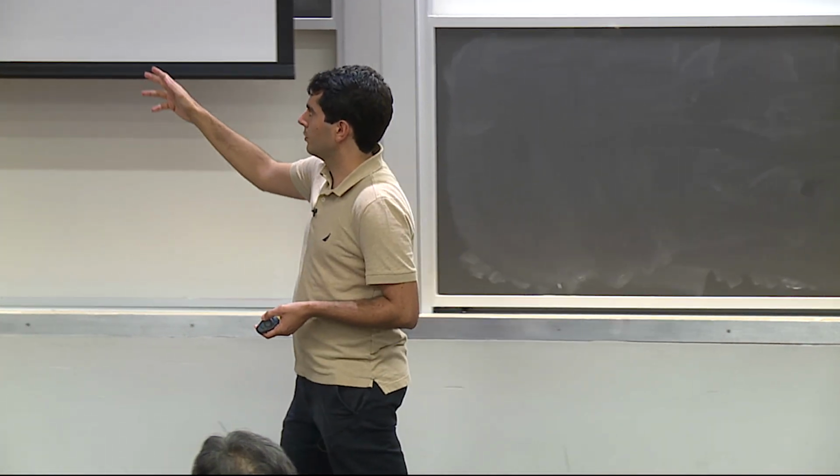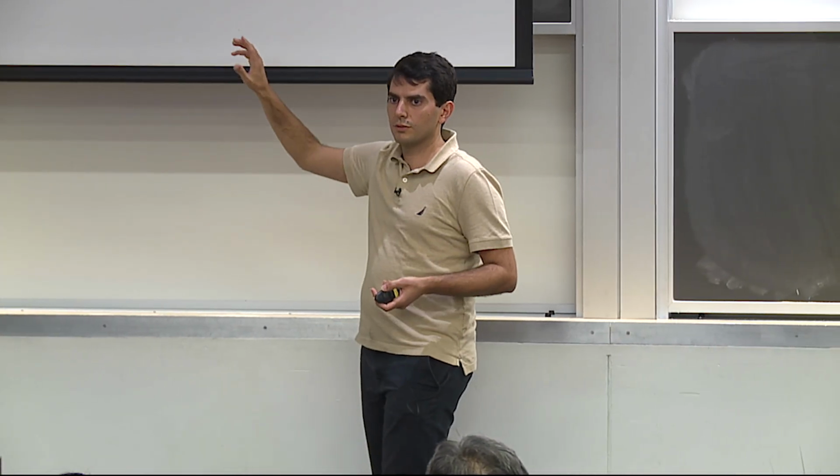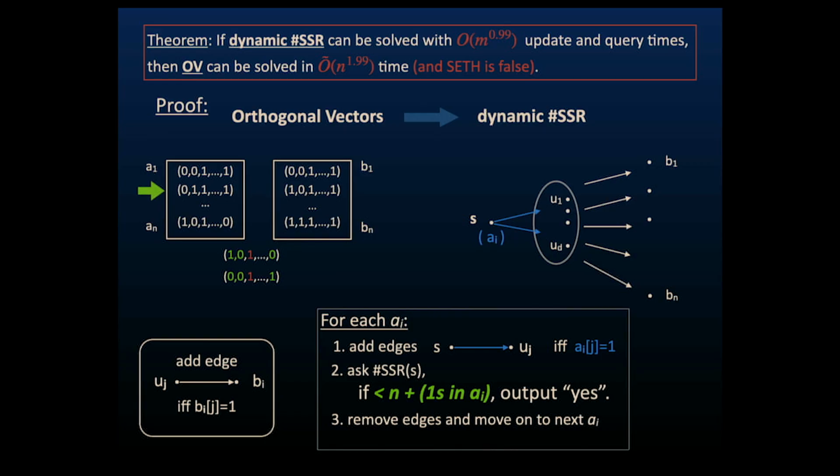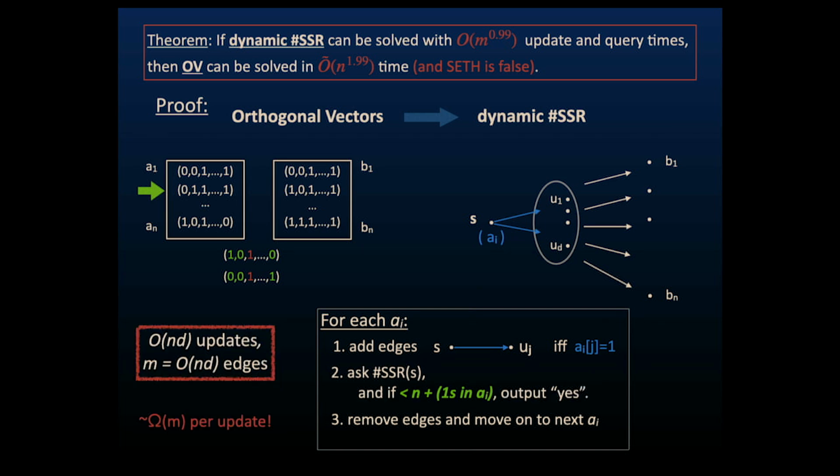Okay, so you do this. If you found an orthogonal pair, you're done. Otherwise, you go on to the next vector A. So you just delete the blue edges, and then you continue. That's it. That's the reduction. It's correct. The efficiency is as I claimed, because we have n stages, one for every vector. In each stage, we're doing just D updates, just the blue edges. There are D nodes in the middle, so it's just polylog n updates. We add polylog n edges, we make one query, we delete polylog n edges.